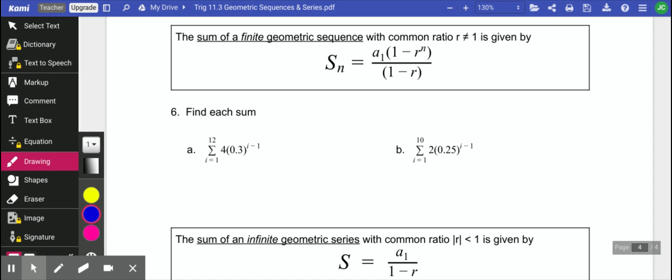All right, so let's apply this formula. So we're going to find this sum. It's written in sigma notation. You can definitely use Desmos or the calculator to just have it generate it. But I want to show you how to use this formula as well.